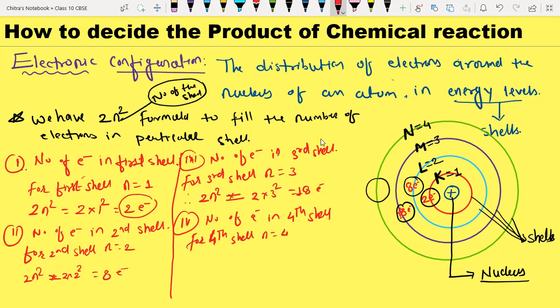For the fourth cell, n equals 4. Therefore, again we have the formula 2n square. So it will become 2 into 4 square. 4 square is 16, and 16 twos are 32. So in the fourth cell, the maximum electrons will be 32.